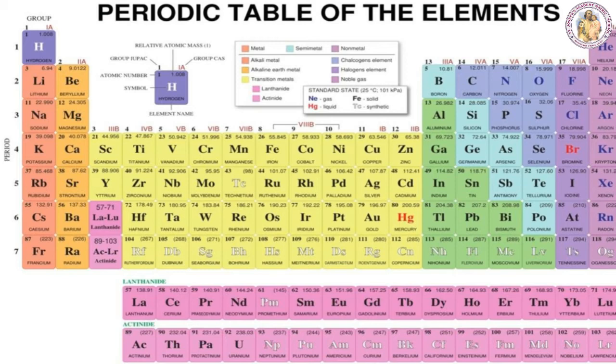The elements of groups 3 to 12 are called transition elements. Elements with atomic number 57 to 71, that is lanthanum to lutetium, occurring after lanthanum, are called lanthanides. Elements with atomic number 89 to 103, actinium to lawrencium, are called actinides. These elements are called F block elements and also called inner transition elements.